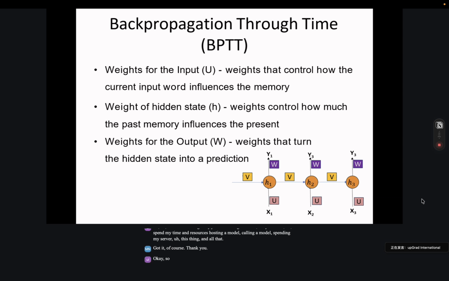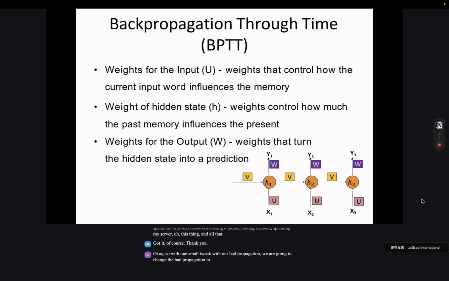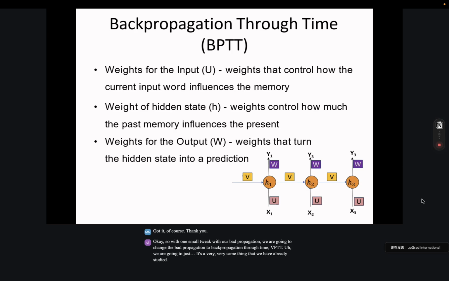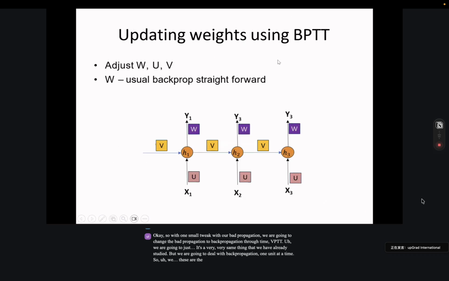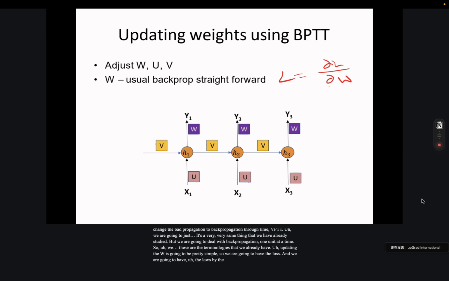Okay, so with one small tweak to our back propagation, we are going to change it to back propagation through time, BPTT. It's the very same thing that we have already studied, but we are going to deal with back propagation one unit at a time. These are the terminologies that we already have. Updating the W is going to be pretty simple. We are going to have the loss, and the loss by the W weight. This is my first back propagation, through which I can reach H3.